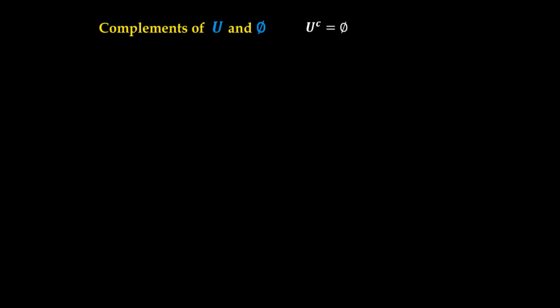Now we know that the universal contains all the sets that exist. Okay, so now what is the complement of the universal? Because now the universal is everything, okay? So now what is not everything? In this case, what is not everything? If not everything, then it's nothing. That's why we end up having the empty set.